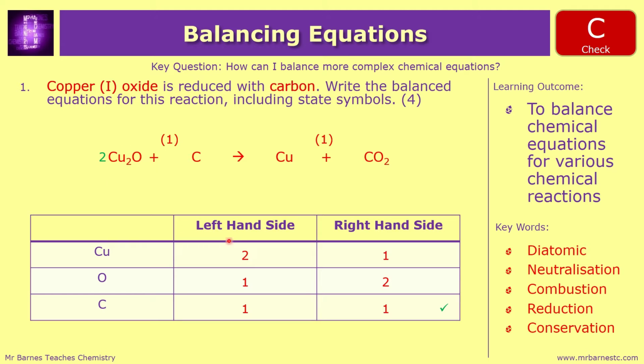If I times that by 2, you'll see that my copper and oxygen both multiply by 2, so that gives me 4 copper and 2 oxygen, and my oxygen is now balanced. My copper isn't. I've got 1, I need 4, so I'll put a 4 in front of it, and that balances it for me, and that gets me my third mark.